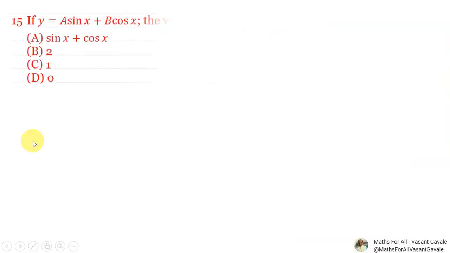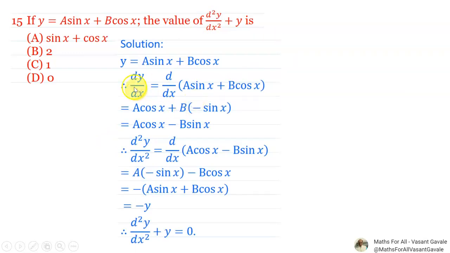Now the next example. If y is equal to a sin x plus b cos x, then the value of d2y upon dx square plus y is normally dy by dx. We will find the derivative of this. The derivative of sin x is cos x, and of cos x is minus sin x. Next derivative, d2y by dx square, is d by dx of a cos x minus b sin x.